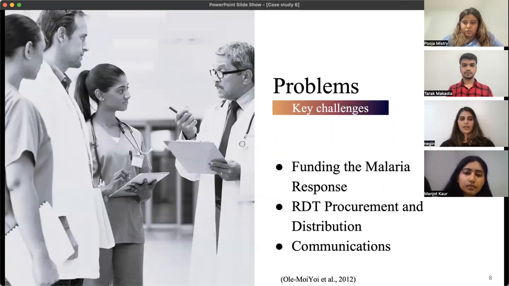The next one was RDT distribution, where the National Laboratory Service, NLS, took over the National Malaria Control Program's role in collecting and distributing rapid diagnostic tests, RDTs. However, delays and stockouts resulted because NLS capacity did not keep up with the demand. Besides, monitoring and quantifying RDT consumption was necessary to ensure proper usage and forecast supply.